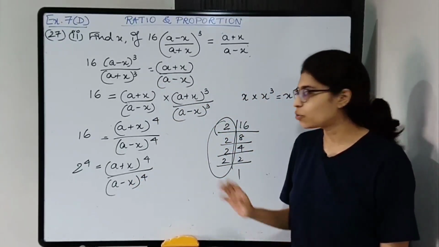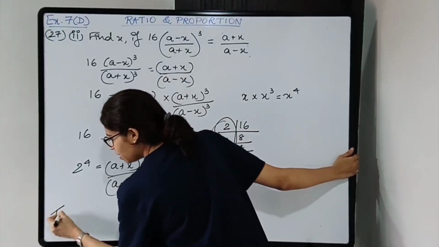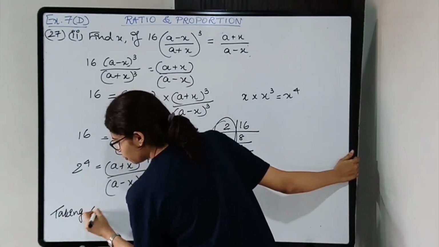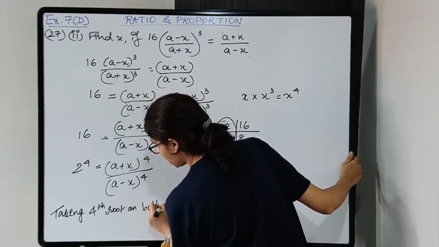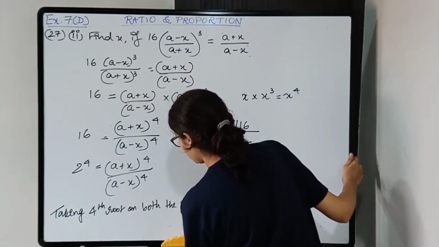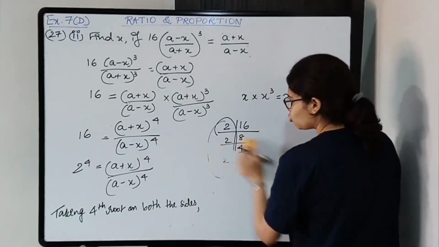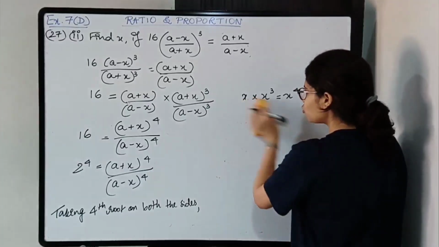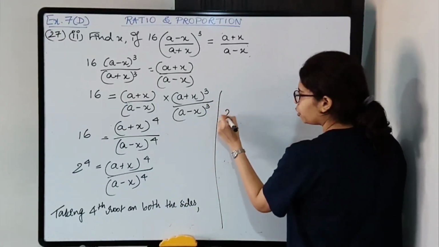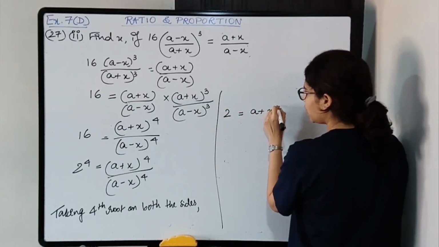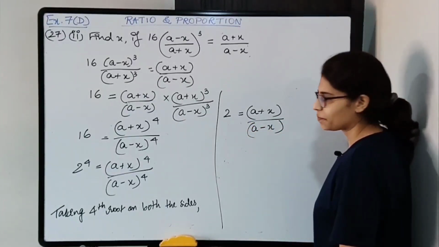Right? So let's take the 4th root on both the sides. So taking the 4th root on both the sides, all the 4 powers will vanish. Okay? Raised to 4 will vanish. So we'll get 2 is equal to a plus x upon a minus x, right.